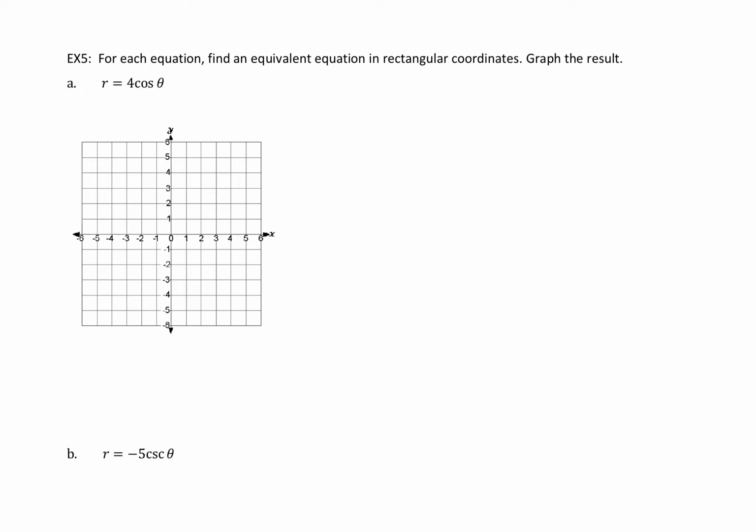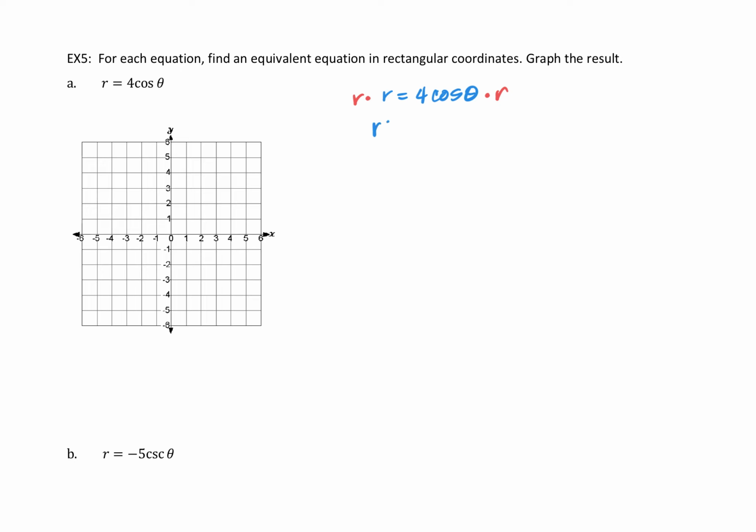However, remember, this is simply an equation, r equal to 4 cosine of theta. And in any equation, I'm allowed to multiply both sides by some number. So why can't I simply multiply both sides by r?